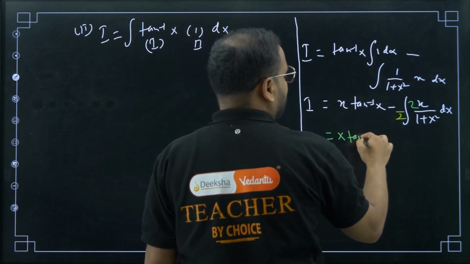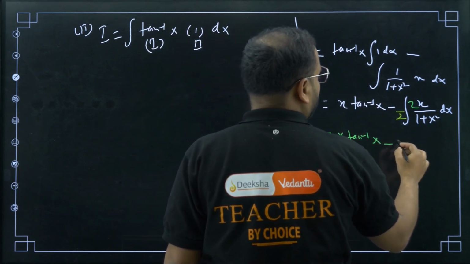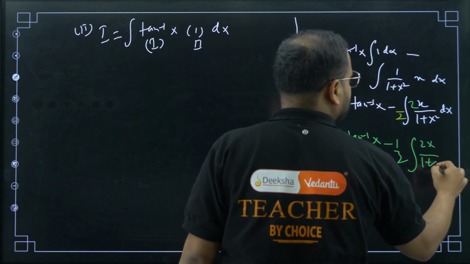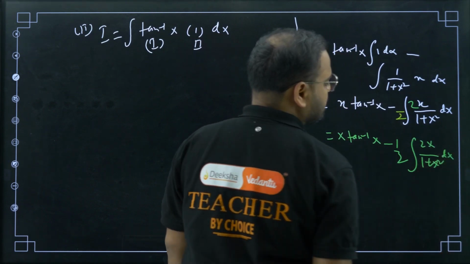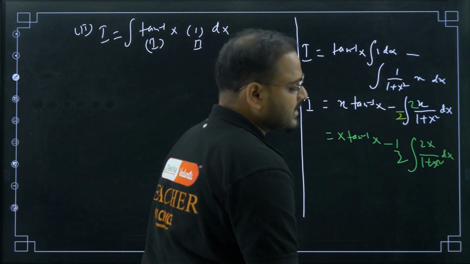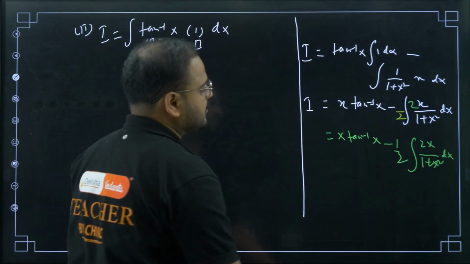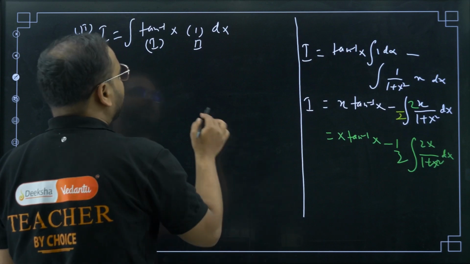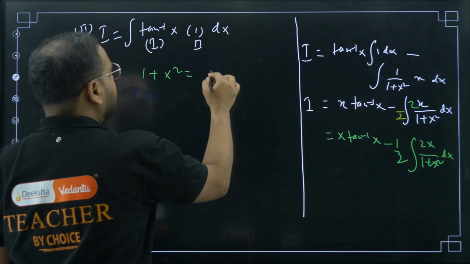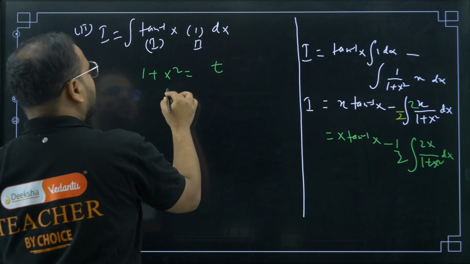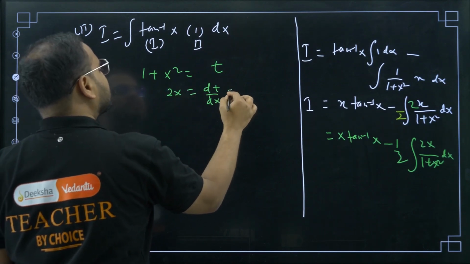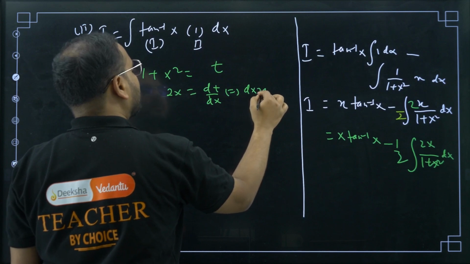Now you write like this: x tan inverse of x minus 1 by 2 times 2x upon 1 plus x square dx. I hope this is visible. Now take 1 plus x square as t. What do I get? Differentiating this, 2x equals dt by dx. What do I get this as? dx times 2x equals what?